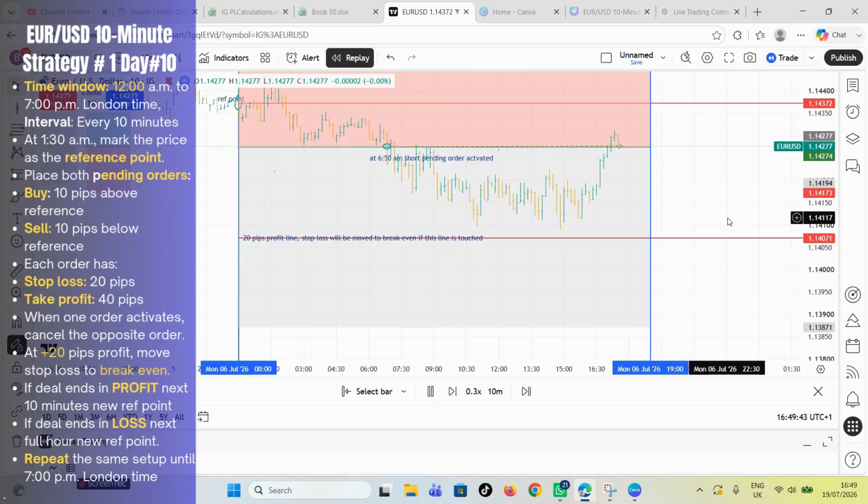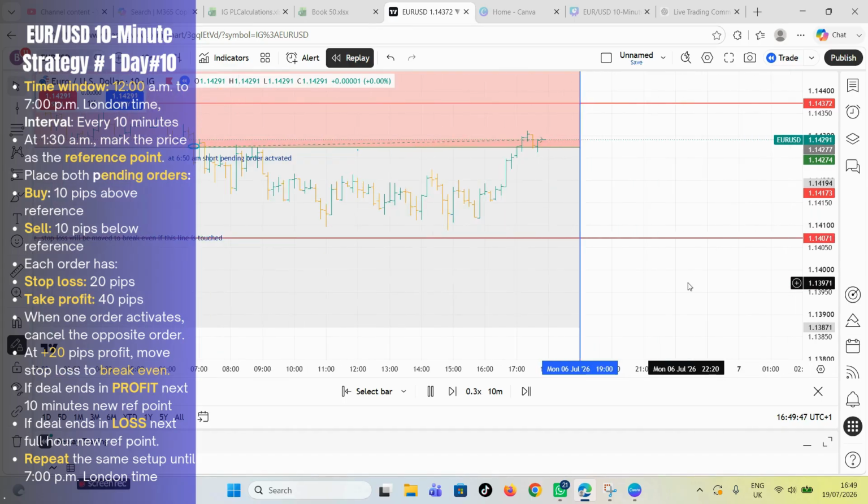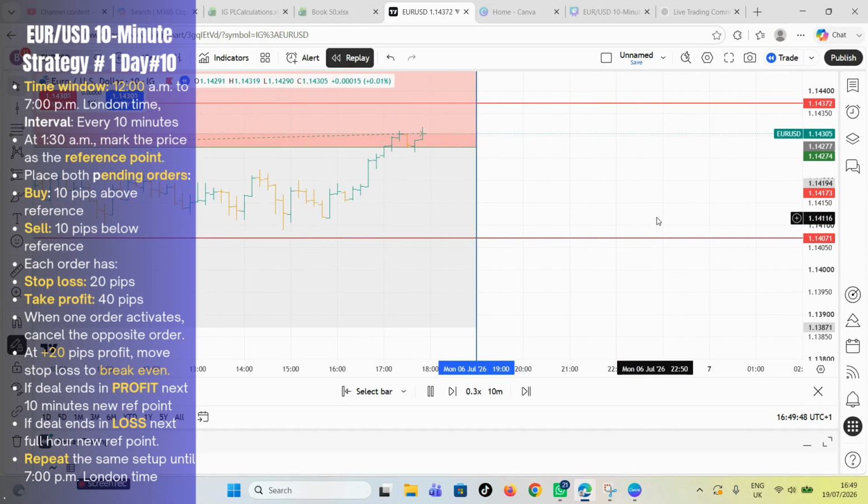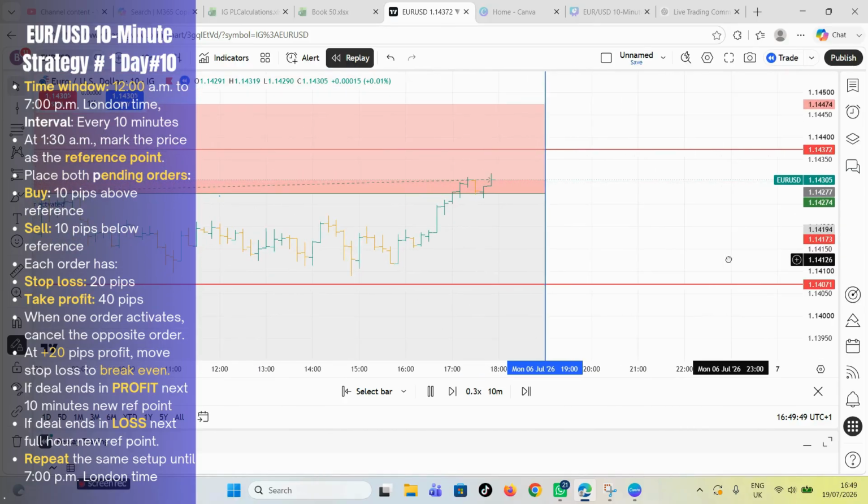But professional trading is not about reacting to discomfort. It is about respecting the plan and controlling risk. The position remains inside the original 20-pip stop loss. There is still time remaining before the trading window closes. The market could potentially reverse again. Therefore, we allow the trade to continue according to the strategy.